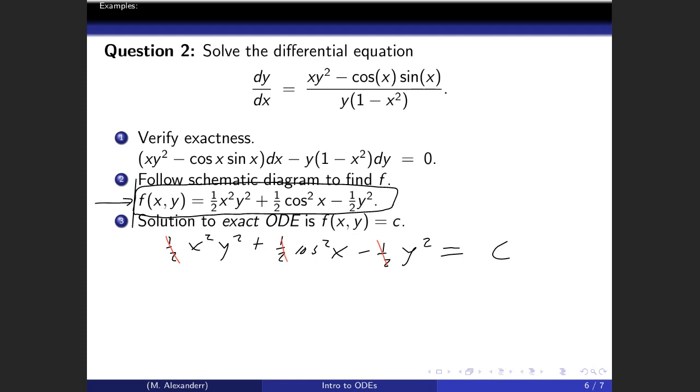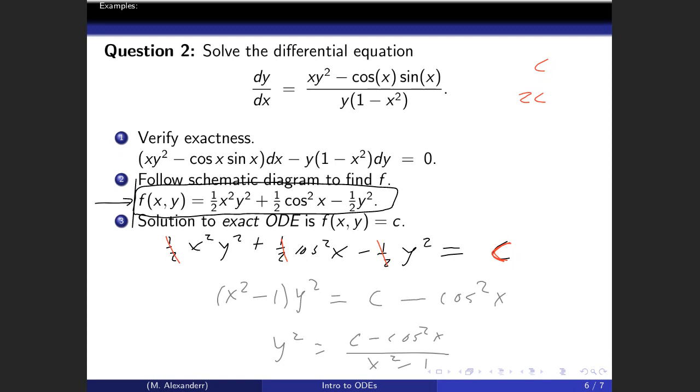Technically, you multiply by 2, but if c is a number that you don't know, then 2c is still a number that you don't know, so we still just write down c here. The other thing we can do is factor out the y squared. So that will be x squared minus 1 times y squared, and then this will be c minus the cosine squared of x. I'm doing a little bit of algebra here. Then we get y squared is equal to c minus cosine squared of x, divided by x squared minus 1. I will stop here.